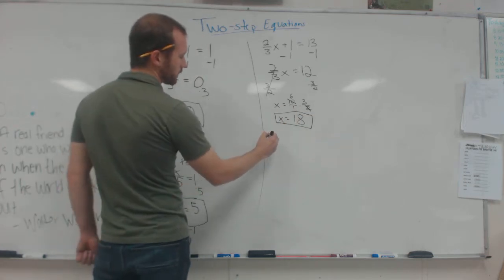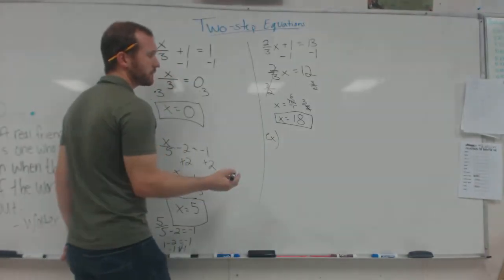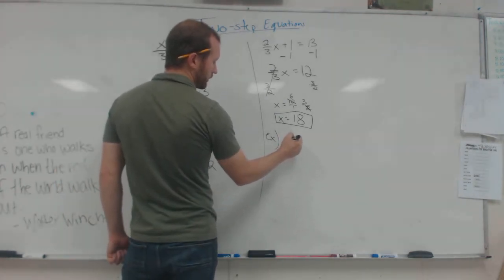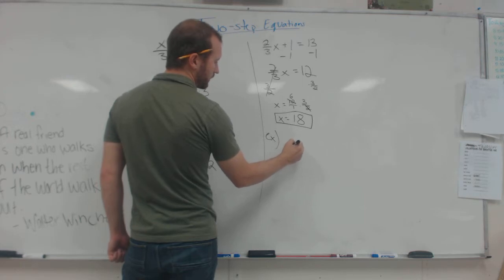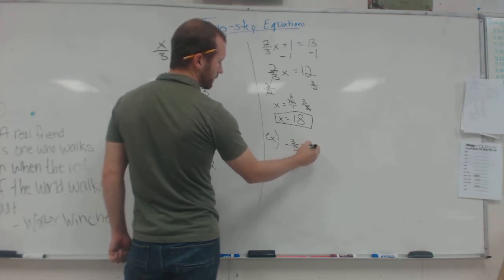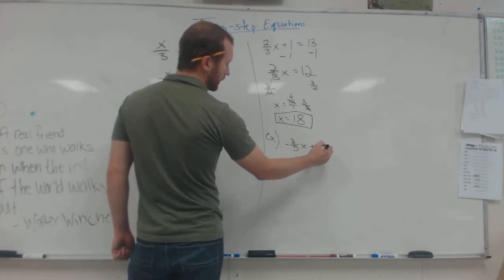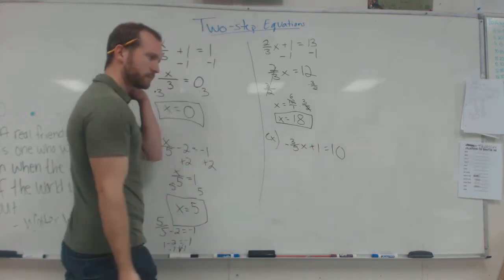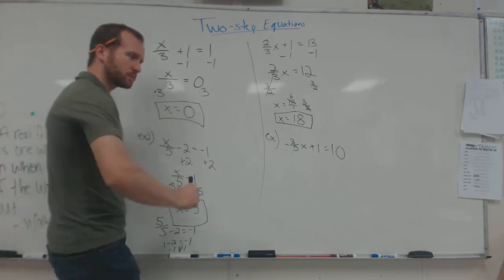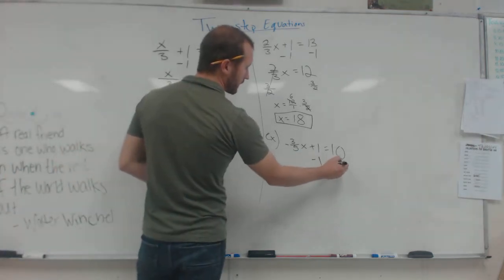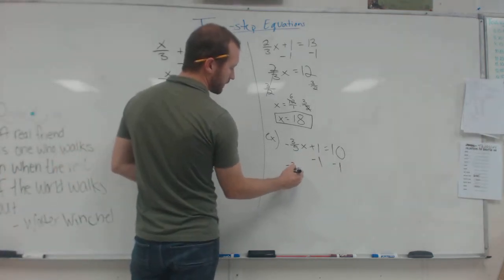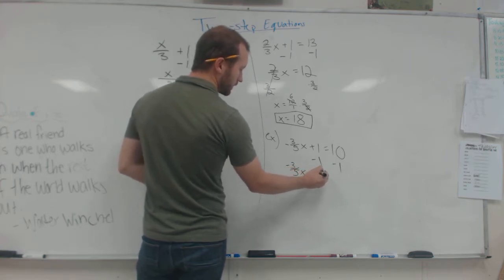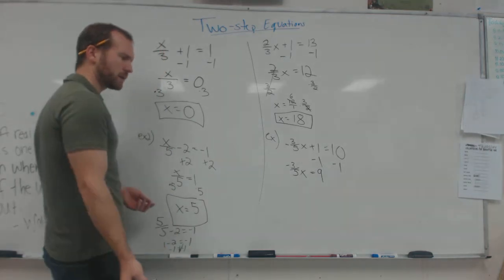What if, as another example, I had negative 3/5 x plus 1 equals 10? You would subtract 1. You guys are getting the hang of this. Negative 3/5 x equals 9. Now what do I do?